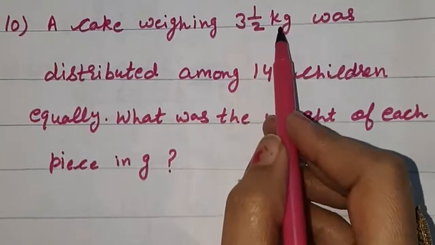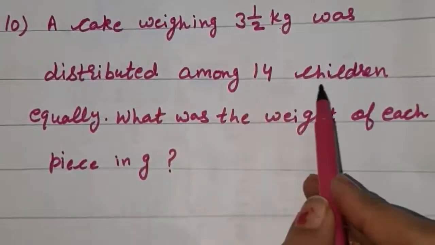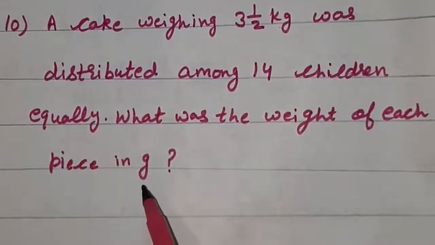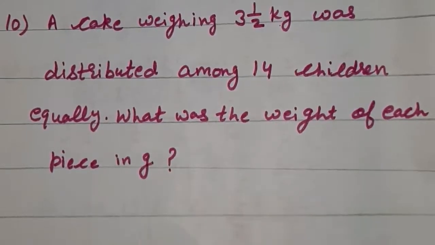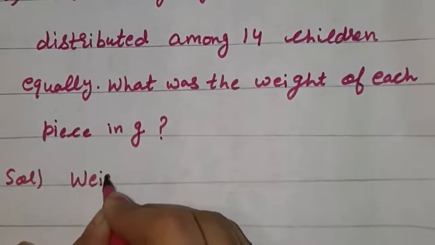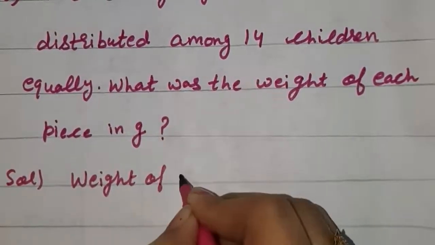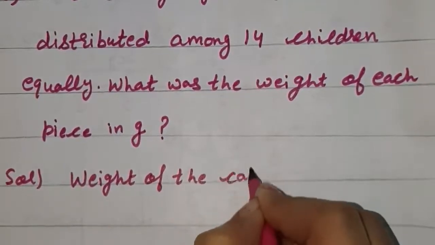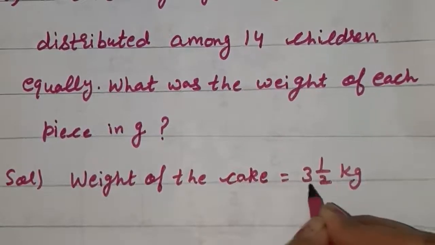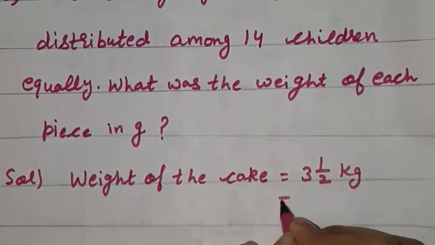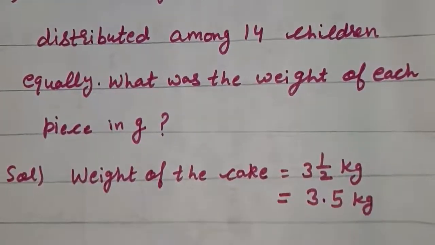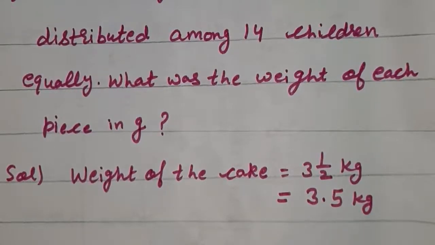3 whole 1/2 kilogram is the weight of cake. It is distributed among 14 children equally. We have to find out the weight of each piece. For one piece, you have to do division. So solution you will start. Weight of the cake, three whole 1/2 kilogram, that is 3.5 kilogram. Half kilogram means 0.5 kilogram. You know this.